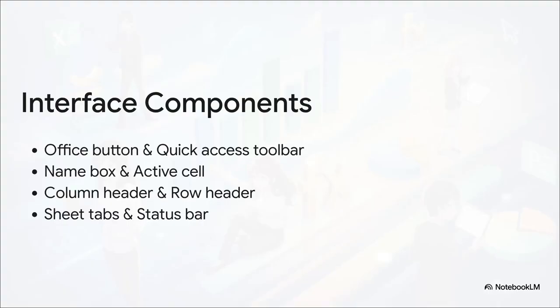Now, there are a few key interface components you absolutely need to memorize. You've got your column headers at the top, those use letters, and row headers on the side, which use numbers. But listen closely. Here is a super important term for your AIS205 quiz. The specific cell you are currently clicked into, the one you're working on, is called the active cell, and you can always see the exact address of this active cell right up there in the name box.